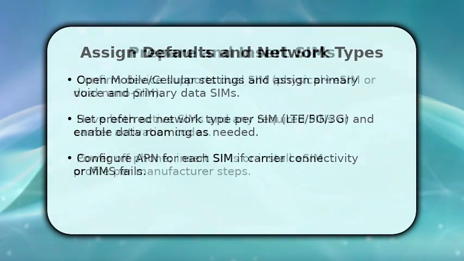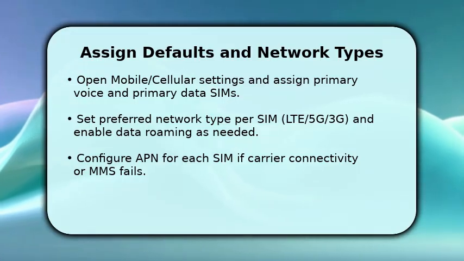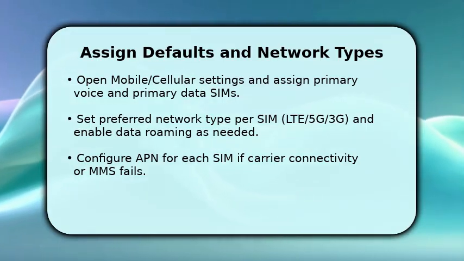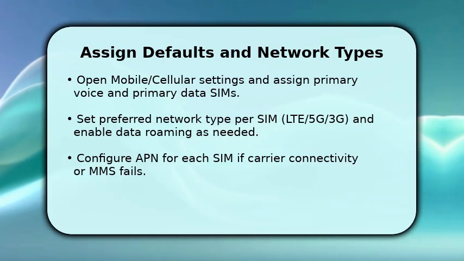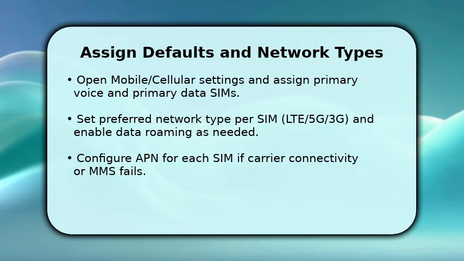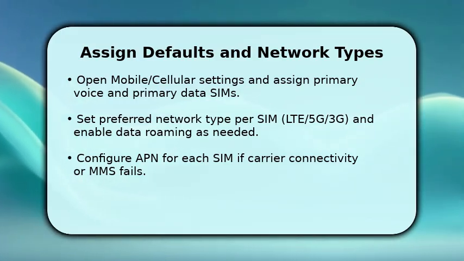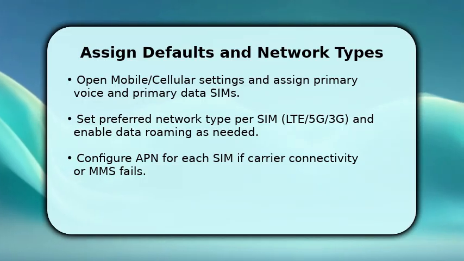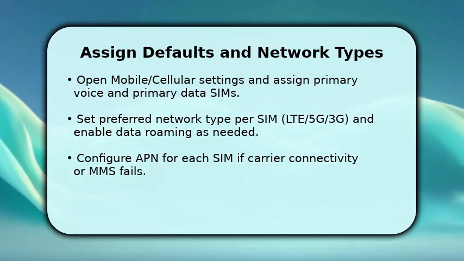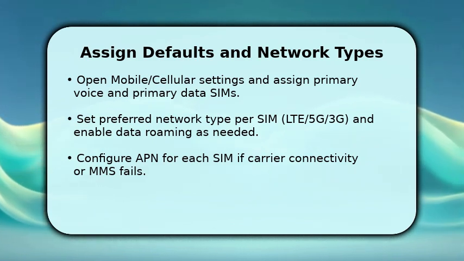Once your SIMs are in, go to mobile or cellular settings to assign which SIM handles voice, text, and mobile data. This controls billing and performance. Then set each SIM's preferred network type. Choose 5G or LTE for faster data or 3G if coverage is better, to optimize battery and signal. Make sure to enter or verify APN/MMS settings for each carrier so data and picture messaging work. If you plan to travel, enable data roaming selectively to avoid unexpected charges.